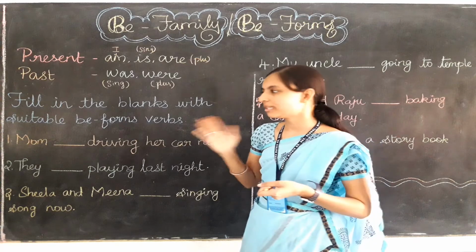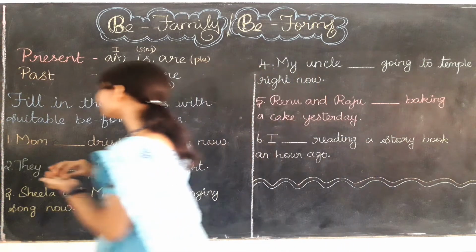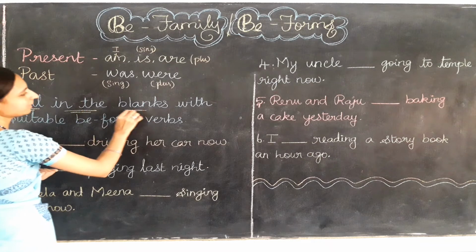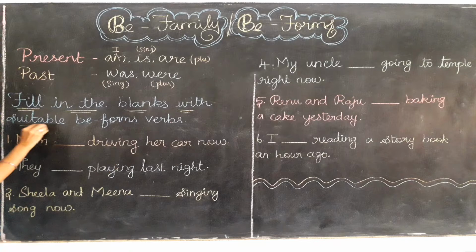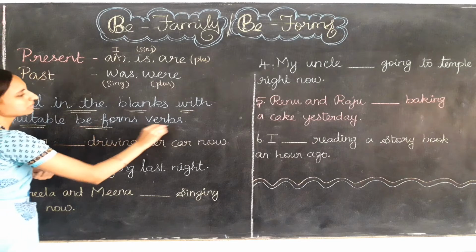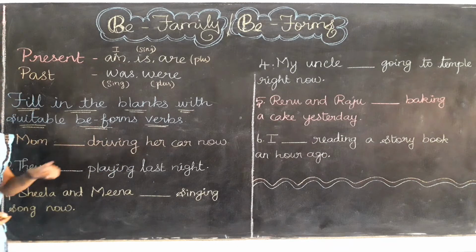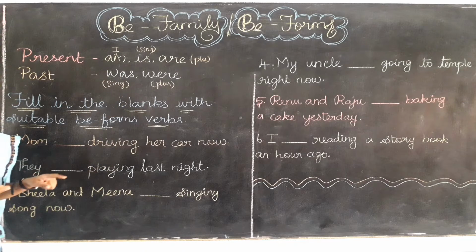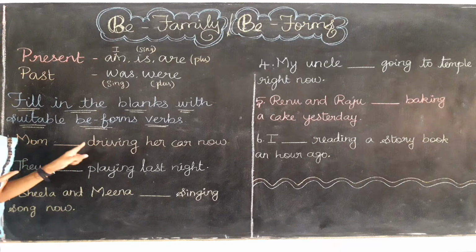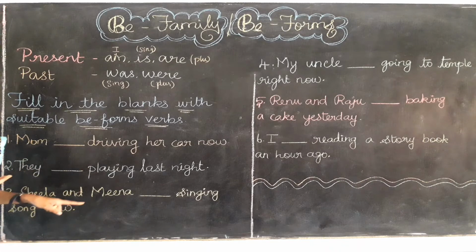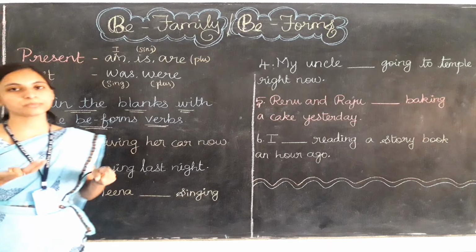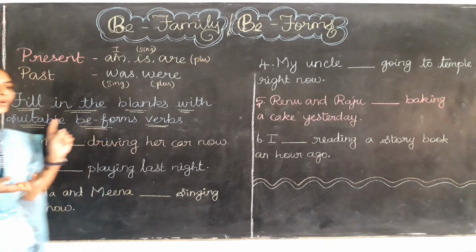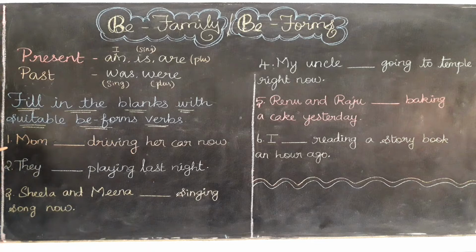Okay, so let's do the exercise. Let's read out what we need to do. Fill in the blanks with suitable B form verbs. So these are the B form verbs. Now we need to check which verb will be suitable for these dashes, these blanks. And remember that the main verb always comes with ing when we are using these B form verbs. Okay, so let's read out the first question.